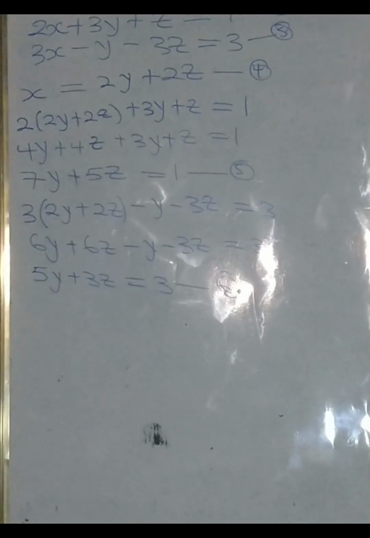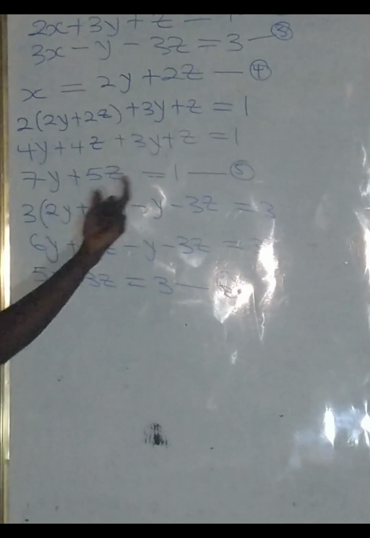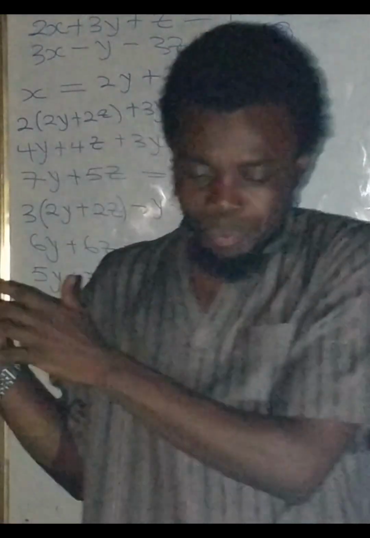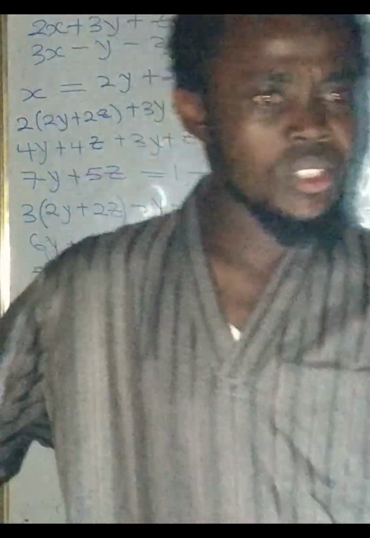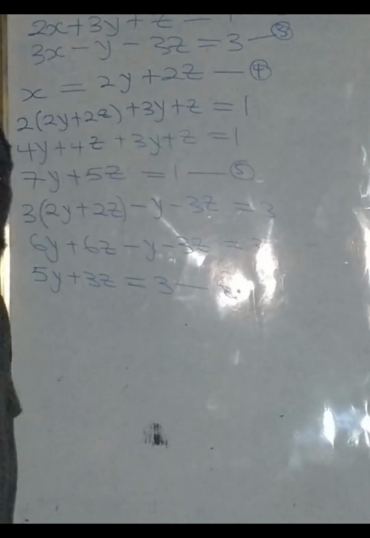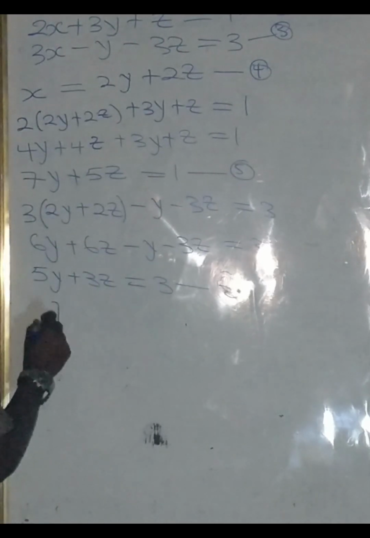Two unknowns, right? Yes, sir. And what are the unknowns here? Y and z. So it means now you have arrived at our previous system, right? What was the system? Two unknowns, yeah. Good. So therefore, take equation 5 and equation 6 and solve them simultaneously now.